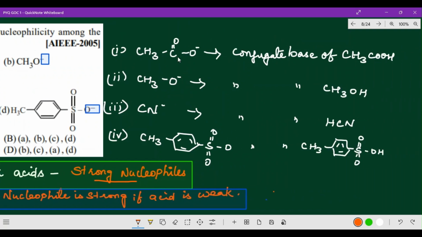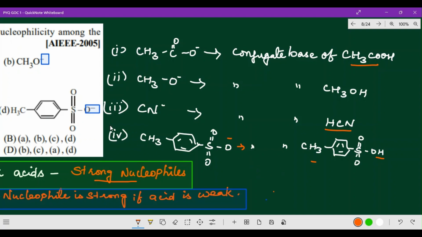Here, option A, acetate ion, is the conjugate base of acetic acid. In the same way, methoxide is the conjugate base of methyl alcohol. Cyanide ion, CN minus, is the conjugate base of HCN, and the methyl sulfonic anion, CH3 benzene ring with SO3 minus, is also the conjugate base of SO3H. Now which is the strongest in acidic nature?